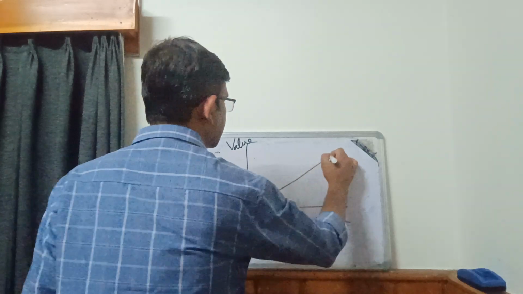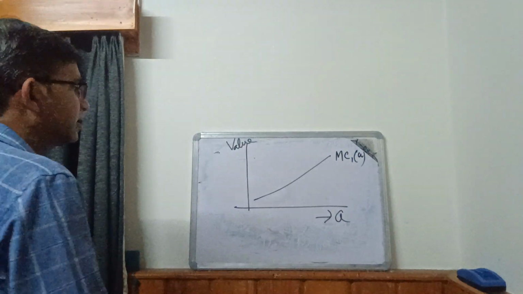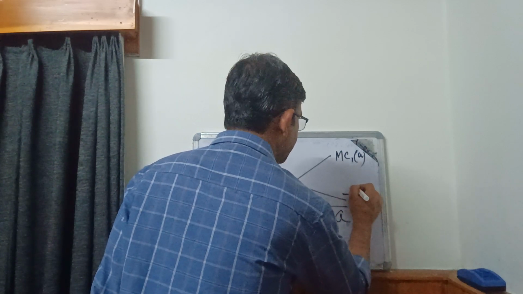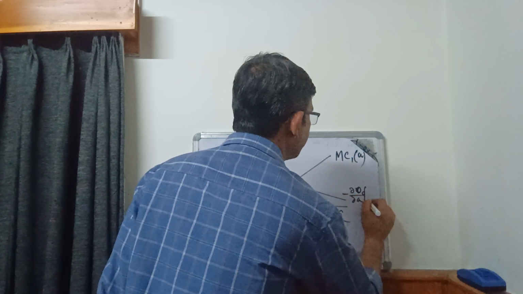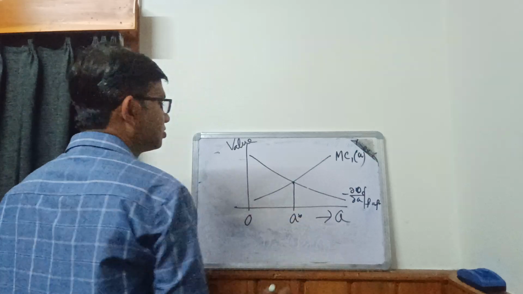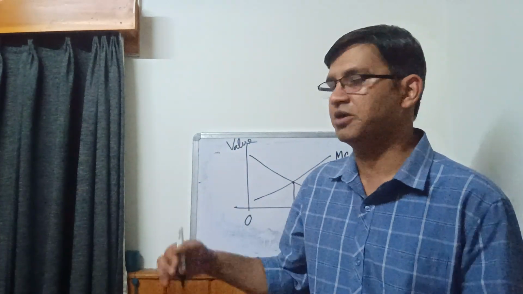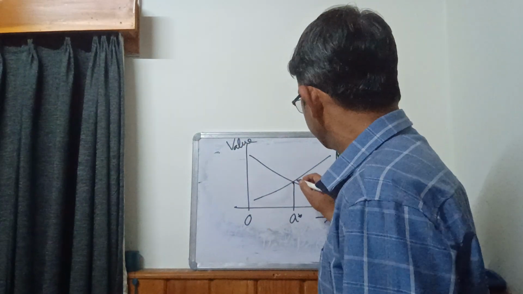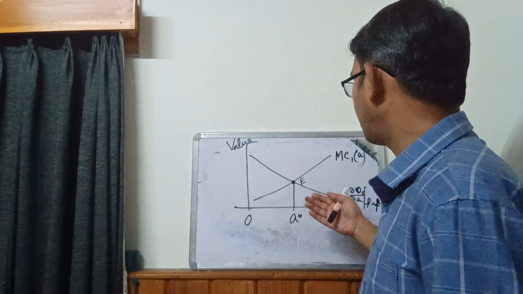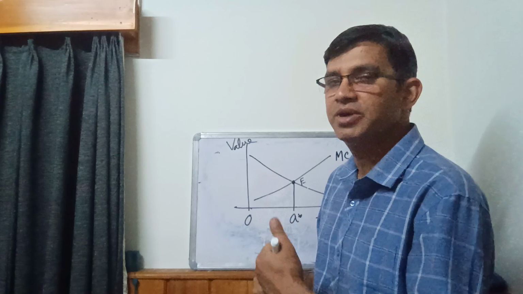So what we see here is MC1 of A and minus del DC by del A when F equals F star. This is the equilibrium level of abatement. F star is considered the socially optimal level of effort. So E is the equilibrium and A star is the socially optimal level of A, the equipment to control emission.